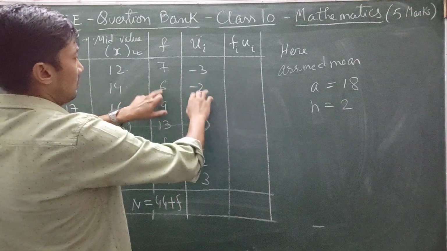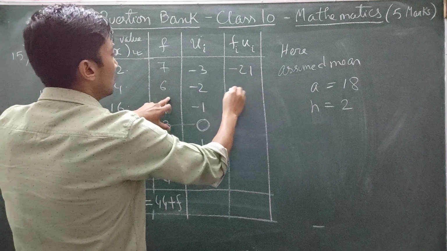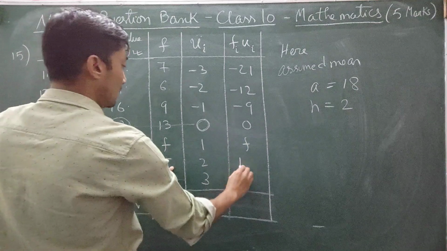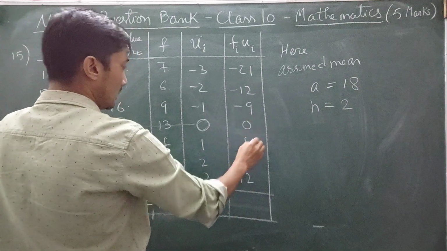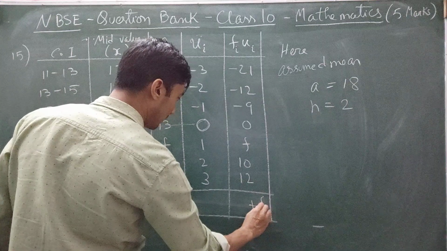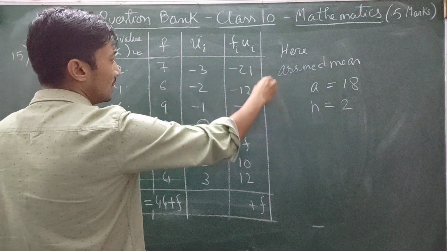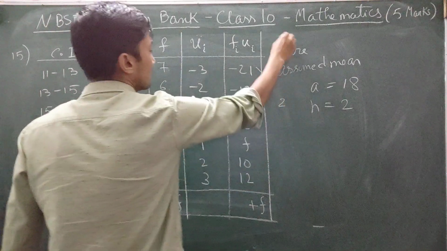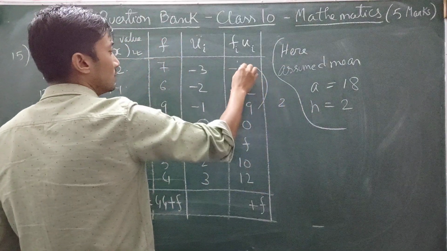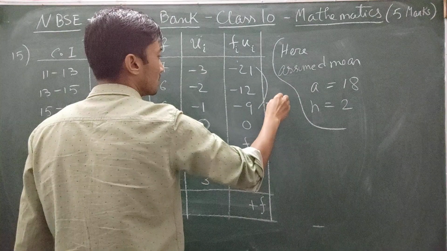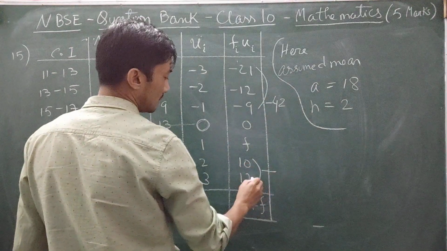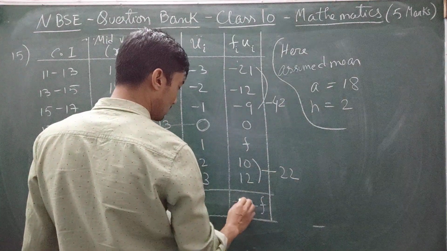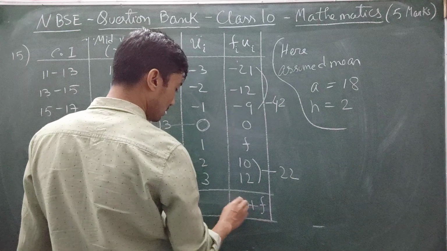Next, find out the product of f into u. So minus 21, minus 12, minus 9, 0, f, f into 1, f, 10, 4, 3 are 12. So f again will come no matter what, because f I cannot add with any number. And this only, let's add up. So negative values, if we add, we'll have 9, 10, 11, 12, 1 left, 2, 3, 4, minus 42. Plus values, I will have 22. So minus 42 plus 22, minus 20.